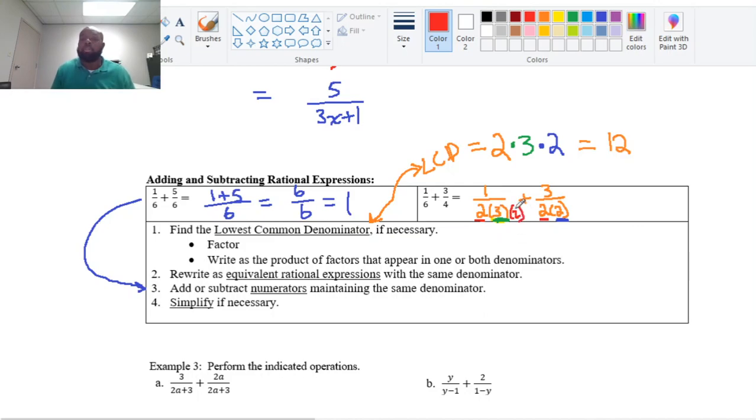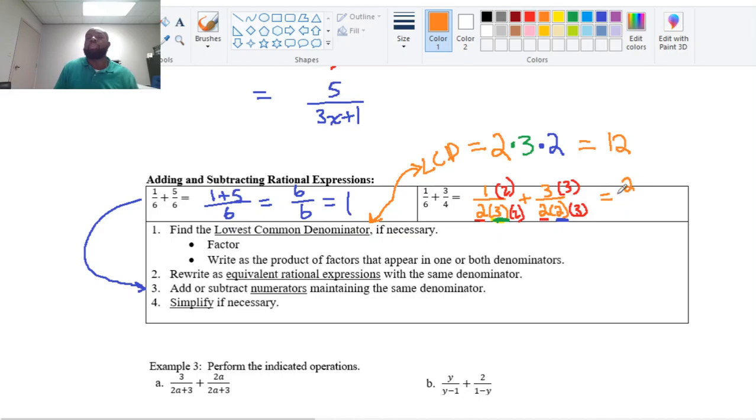Now I can't just multiply it in the denominator. I also have to multiply it in the numerator so that I have an equivalent fraction. And so I multiply the top and the bottom of that fraction by 2. And this one's missing a 3 to give 12. So 4 times 3 will give you 12. I have to multiply the numerator and the denominator by 3.